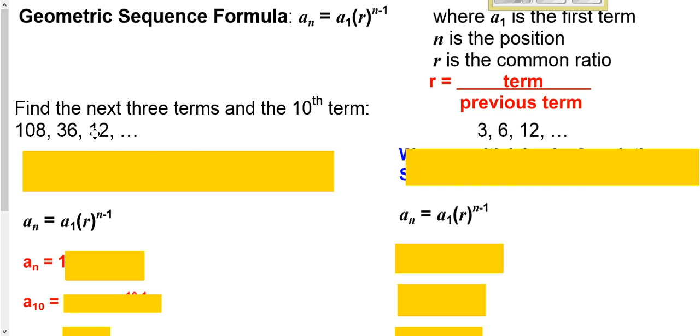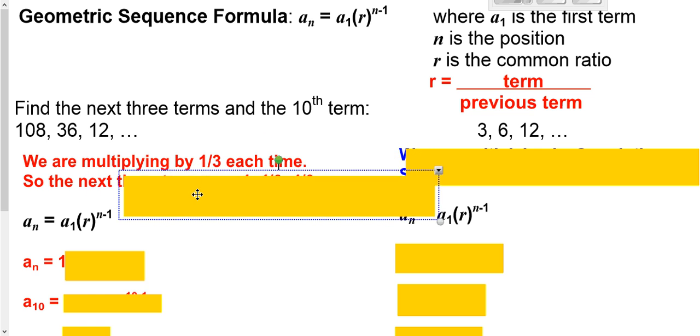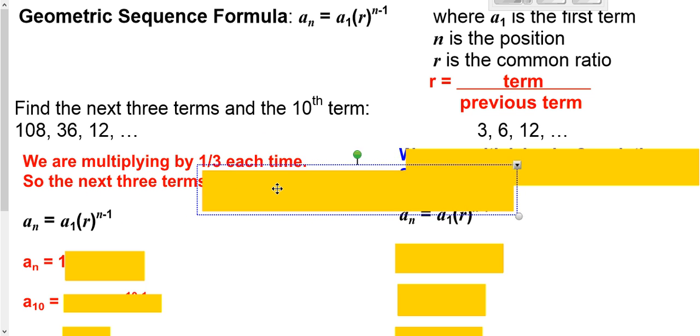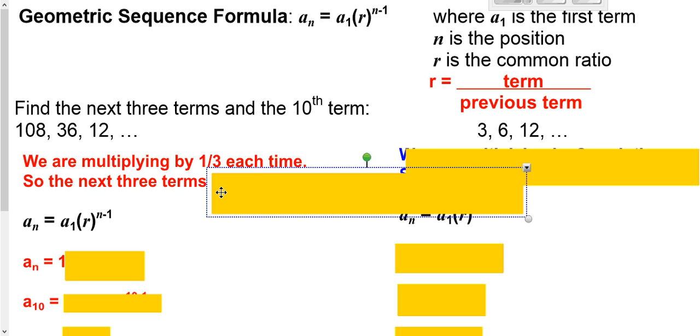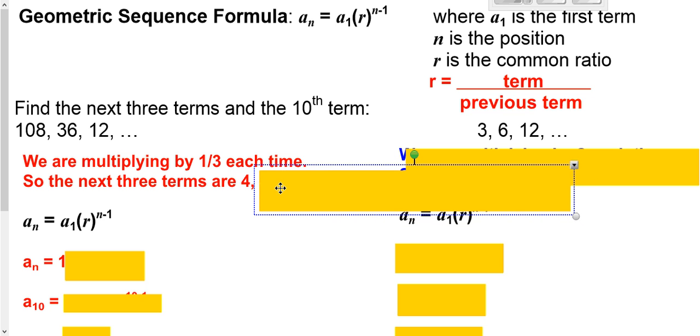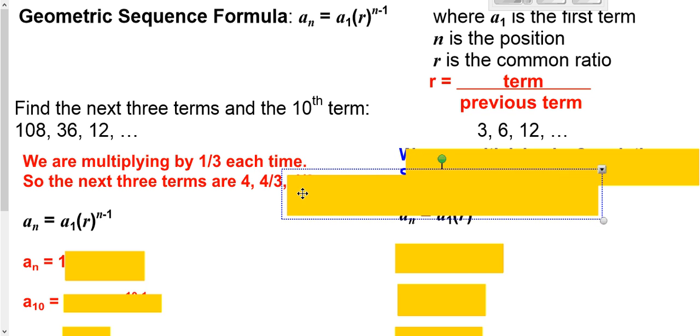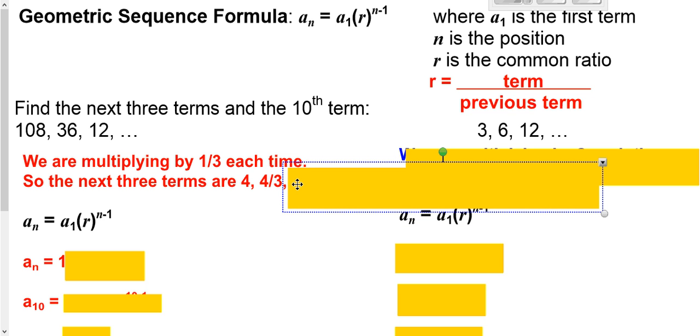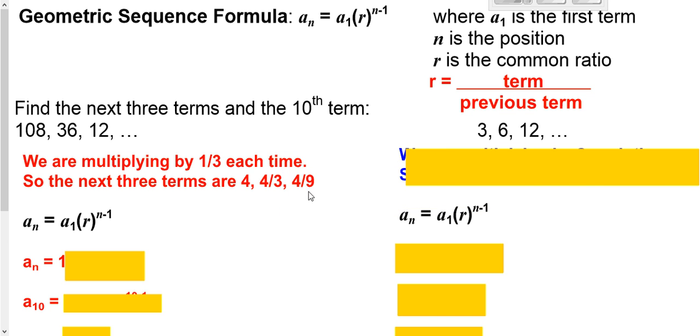So when we do that for this problem here, take 36 over 108, we get 1/3, and 12 over 36 is 1/3. So our ratio is 1/3. So we're multiplying by 1/3 each time. So to be able to get to the next term, all we have to do is just multiply by 1/3. So we have 12, multiply that by 1/3, and we get 4. 4 times 1/3, and we get 4/3. 4/3 times 1/3 is 4/9.